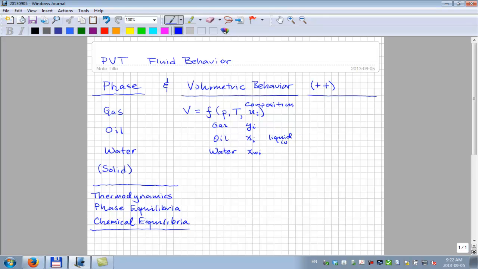In this case, it's oil. In this case, it's a liquid phase, but we give it the extra term W to designate that it's a water phase, and the Y_i simply means it's a gas phase. Okay?